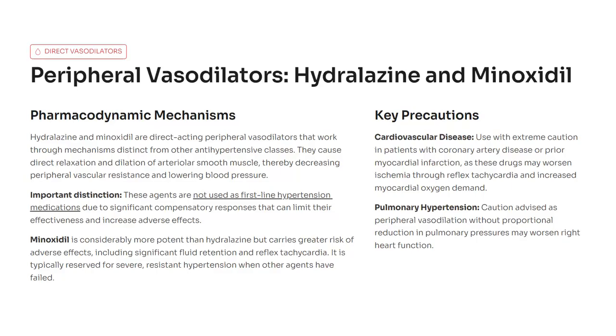Key precautions: cardiovascular disease. Use with extreme caution in patients with coronary artery disease or if they've had an MI in the past. These drugs can worsen ischemia through reflex tachycardia and increase myocardial oxygen demand. And then with pulmonary hypertension, be careful. Be very careful, because peripheral vasodilation without proportional reduction in pulmonary pressures might worsen right heart function.